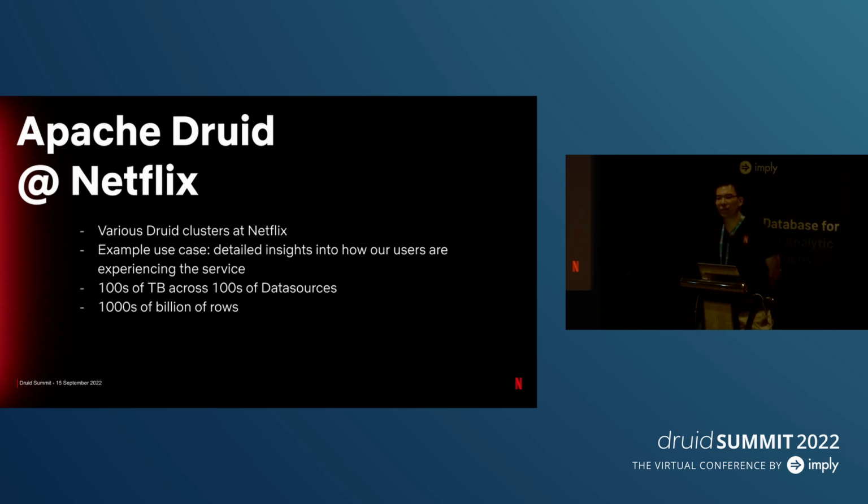So Apache Druid at Netflix. We have various Druid clusters at Netflix. An example use case is delivering detailed insights into how our users are experiencing the service. So, for example, when we deploy new features, we want to be able to, in real time, monitor how that affects user experience, view times, things like that, to make sure that there isn't any degradation in performance or in experience. We have hundreds of terabytes across hundreds of data sources, thousands of billions of rows in each of our clusters.